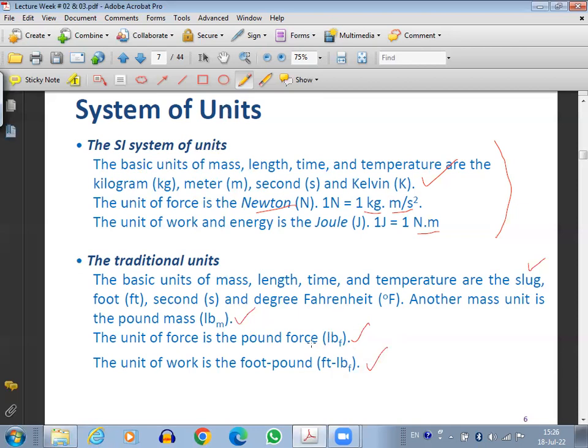Anyways, you need to be aware of the English units as well as the SI units, but most of the time we'll be using the SI units. So far, everything is clear. Anybody have anything to ask?